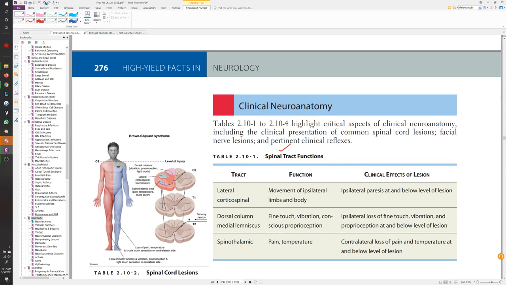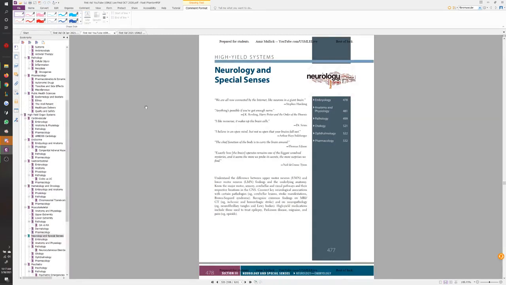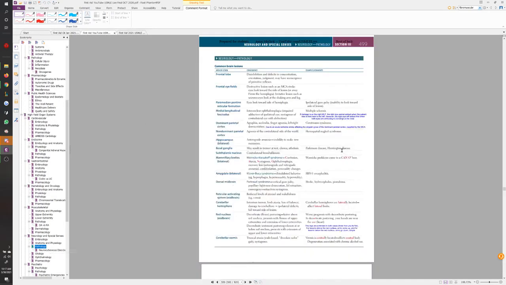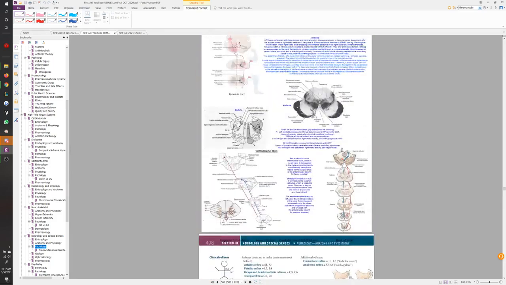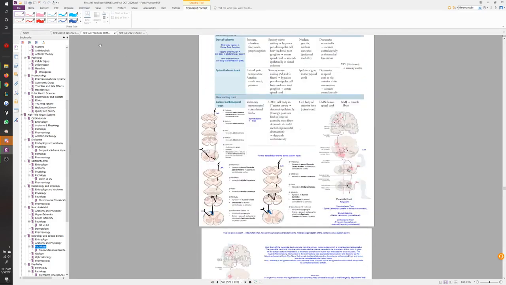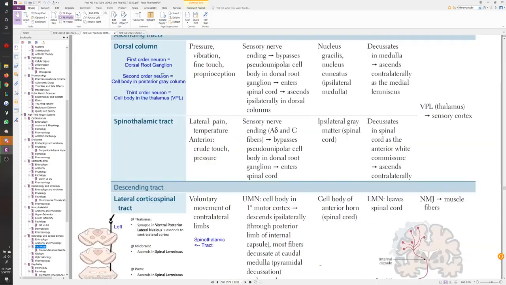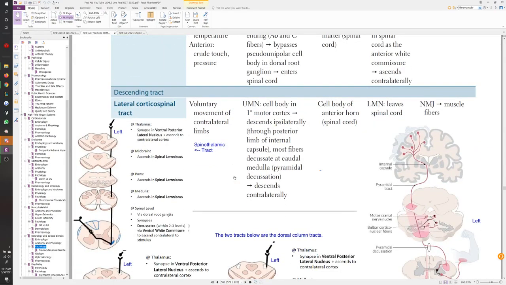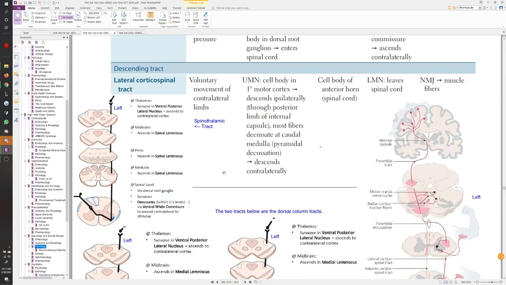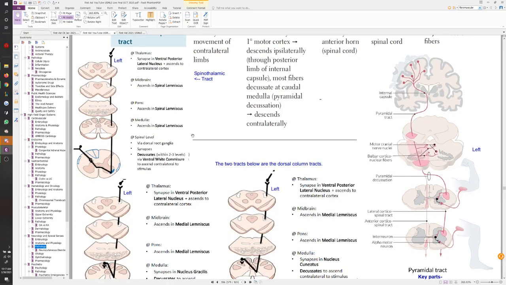Now we can go back to the step 1 book to really get down the general pathways and memorize them as perfectly as possible. So here I have the main lesions, the main everything. This entire topic is discussed in the step 1 neuro videos that most of you should have access to, or all of you may have access to.